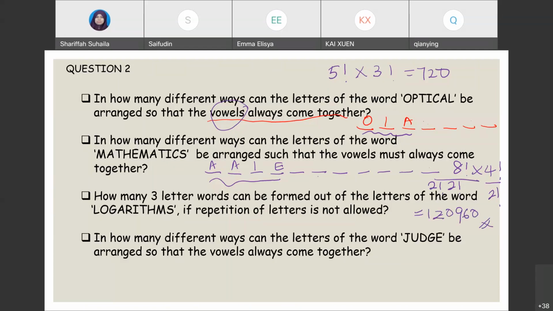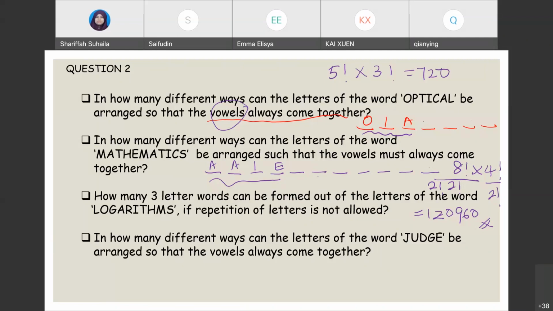Okay, so again we have the word. Check what the condition is: the vowels must always come together. So check first. You have A, I, E. Take that as a group. We have 1, 2, 3, 4, 5, 6, 7, and add one group, so we have 8. So 8 factorial different ways.